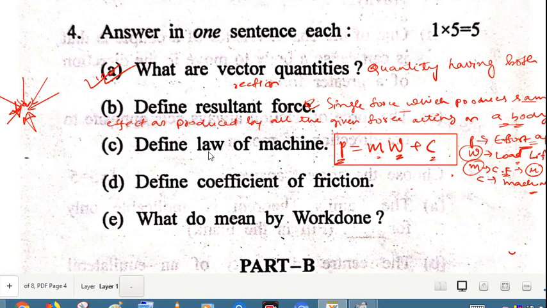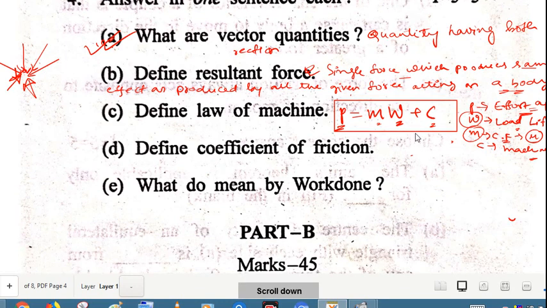The next question, define the coefficient of friction. What is the coefficient of friction? It is basically the ratio of frictional force to the normal force.